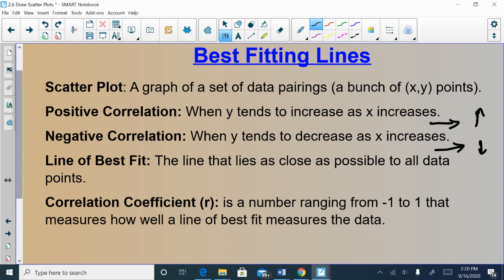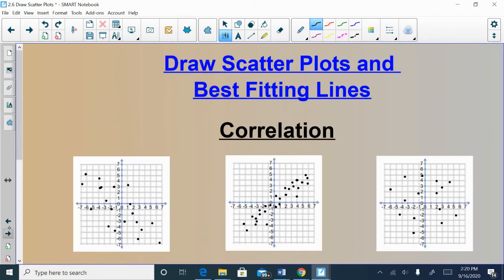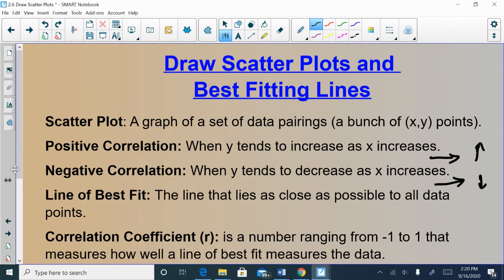All of that stuff should be review, but this term should be new to us, a correlation coefficient. This correlation coefficient will be designated by the letter R. And it is a number that ranges between -1 and 1 that measures how well our line of best fit measures the data. So let's talk about that for a second.